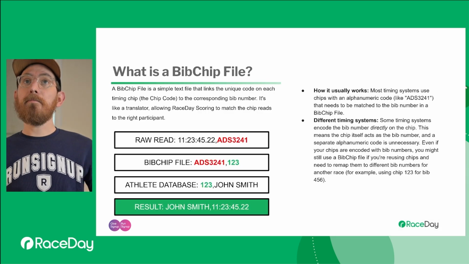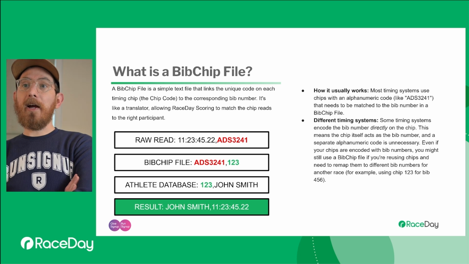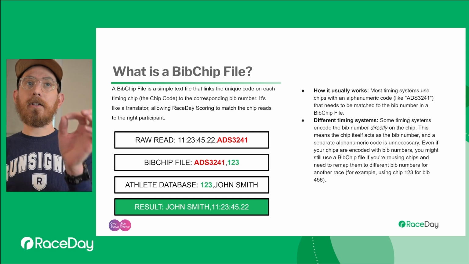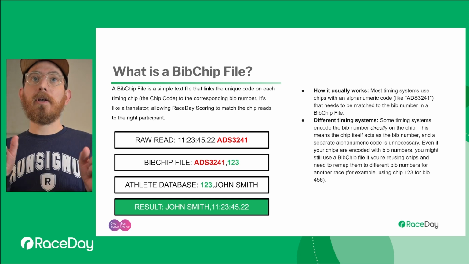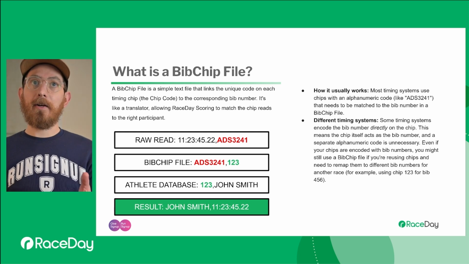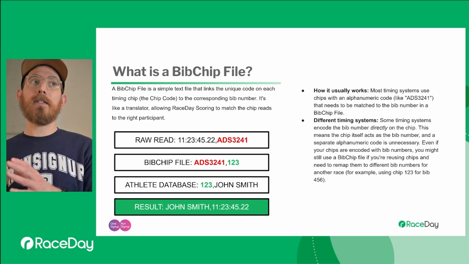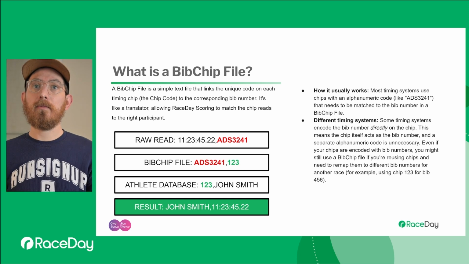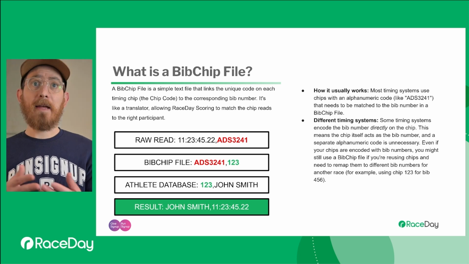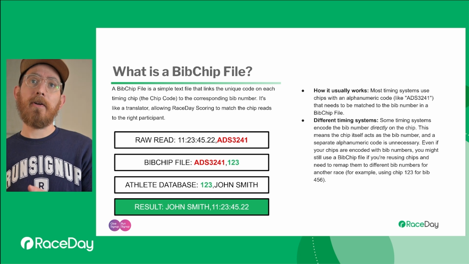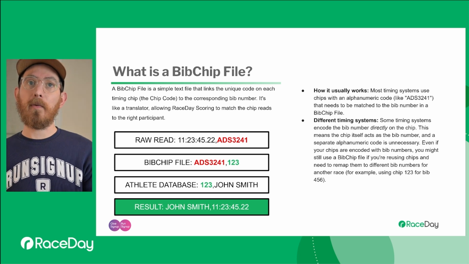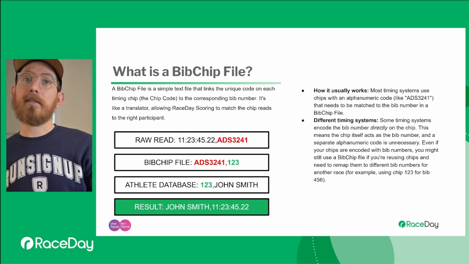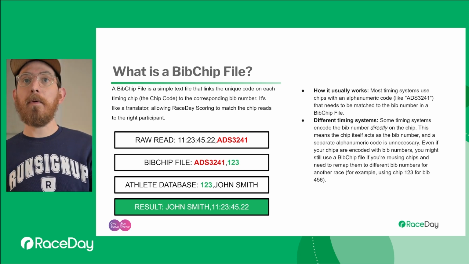So I mentioned this before, but basically that bib chip file is what we're creating here. It's a simple text file that links the code on the timing chip to the corresponding bib number. It's like a translator. It allows RaceDay scoring to match the chip reads to the right participant. So the data that we get from your readers looks something like this: the time of day that it was seen and the transponder number, an ADS 3241, whatever. The bib chip file says, okay, I know ADS 3241 equals bib 123.